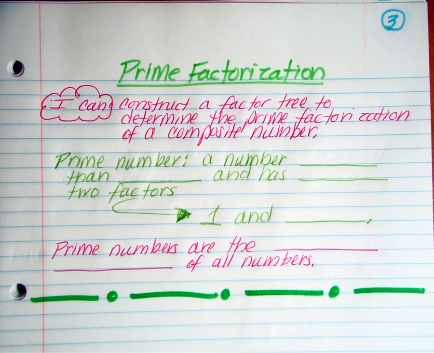Prime number, a number blank, then blank, and has blank two factors, 1 and blank. Prime numbers are the blank blank of all numbers. Pause this video to copy this down now.